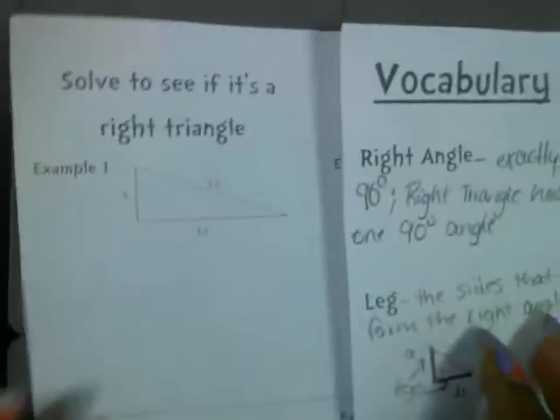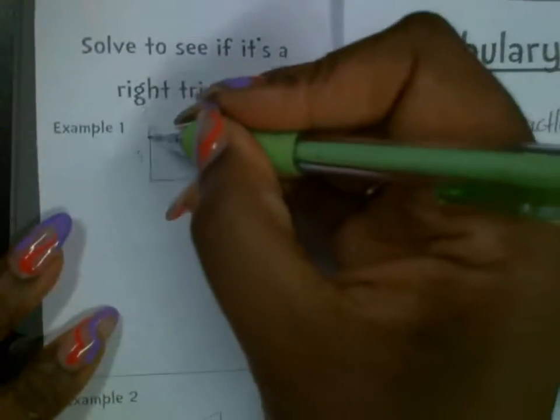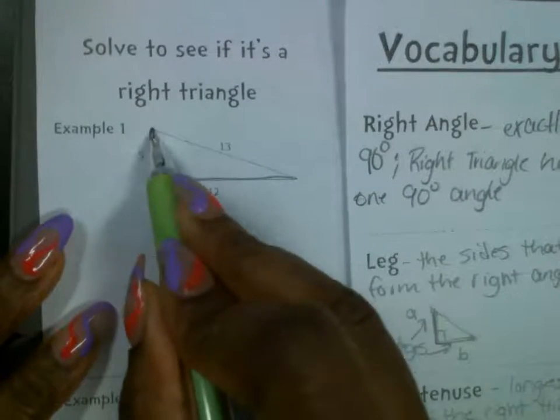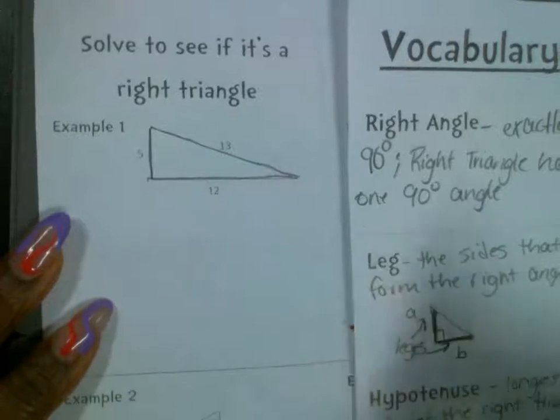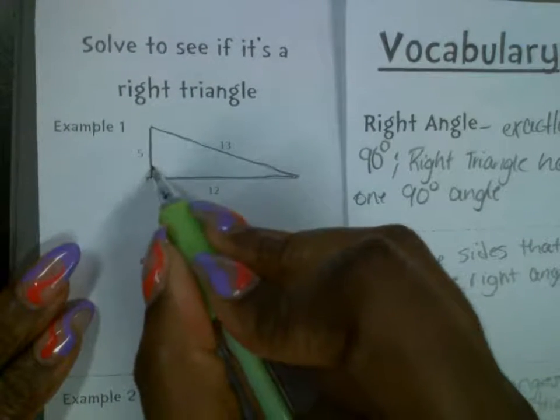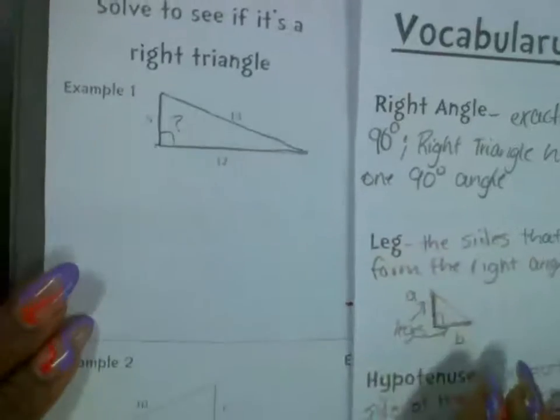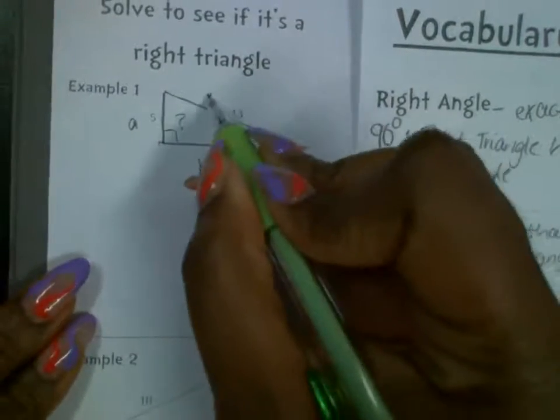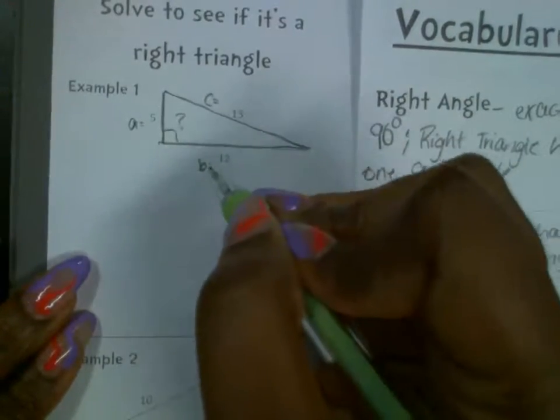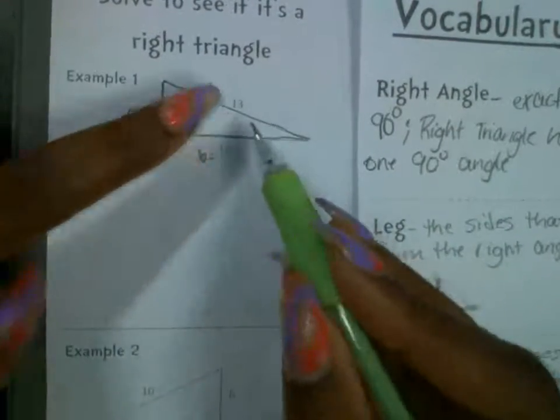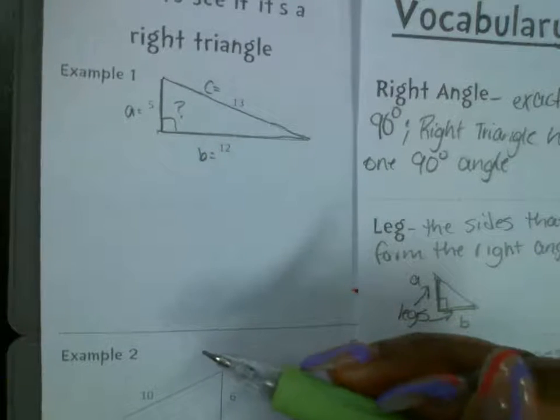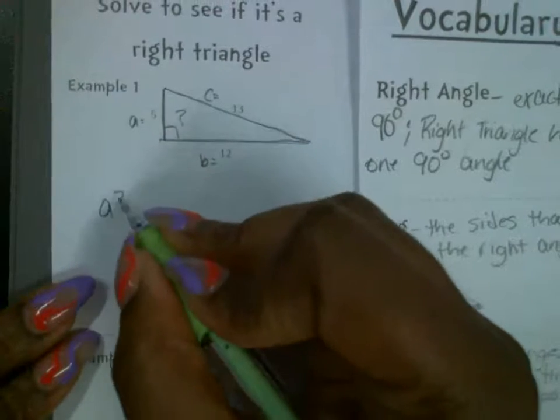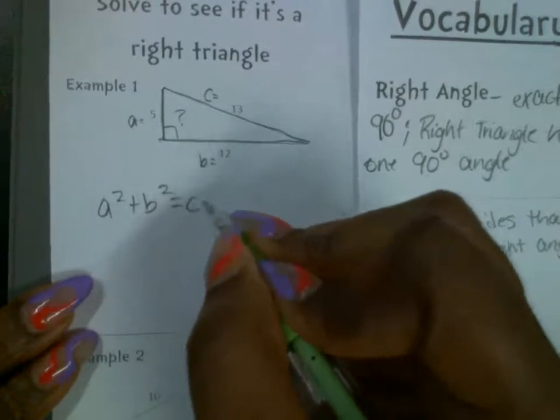All right, let's do this example. Remember, we're checking to see if it's a right triangle. We don't know yet until we substitute these numbers into the formula to see if both sides are true. We're going to assume that this might be a right triangle. This would be my A, this would be my B, and this would be my C. These are my legs, and this is my hypotenuse. So now I'm going to see if this is a right triangle by using the Pythagorean Theorem. A squared plus B squared equals C squared.